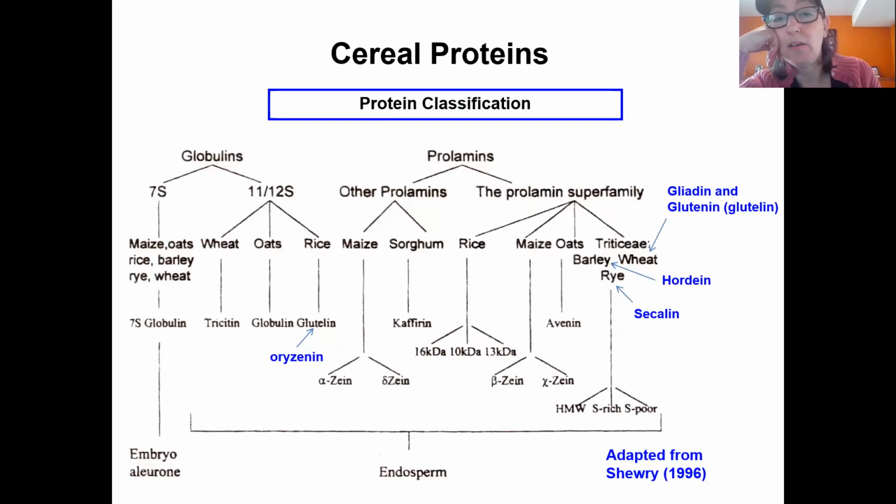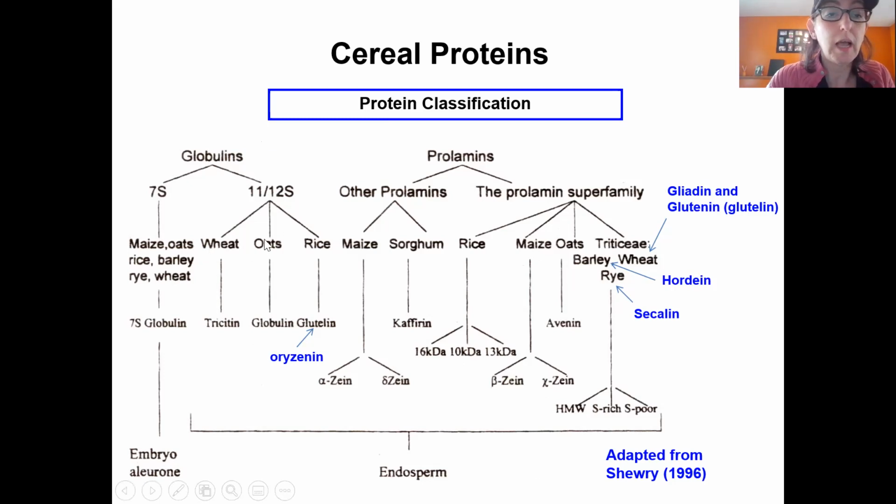So here's the breakdown of the different protein fractions in different cereals. The main protein components: you have albumins, but albumins are present at low concentration and they're not storage proteins. Then you have the globulins, and then you have prolamins. In the globulins, you have 7S and 11S, similar to legumes and oilseeds. So you have those main fractions.